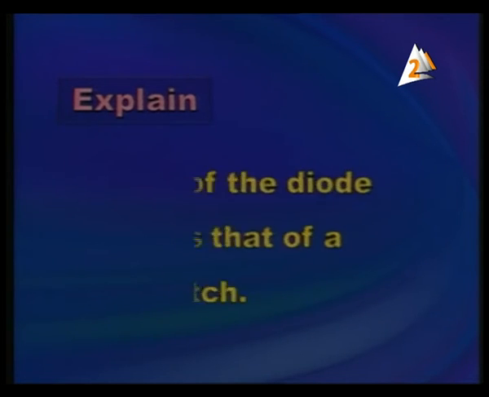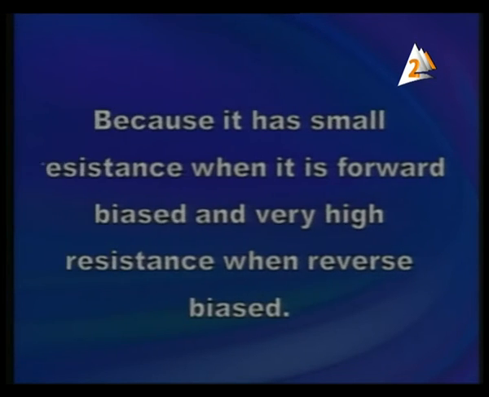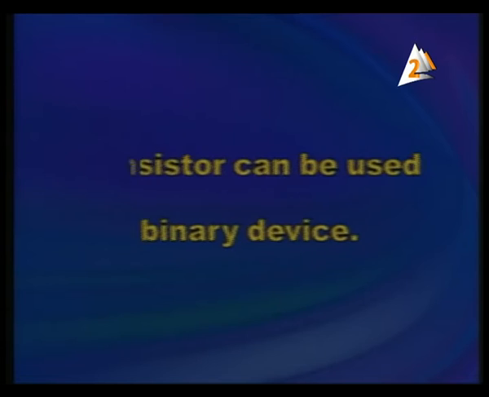Okay, another type of question. Explain: the action of the diode resembles that of a switch. Okay, it's all easy for you. The diode has a small resistance when it is forward biased and very high resistance when it is reverse biased. That's why it resembles a switch.